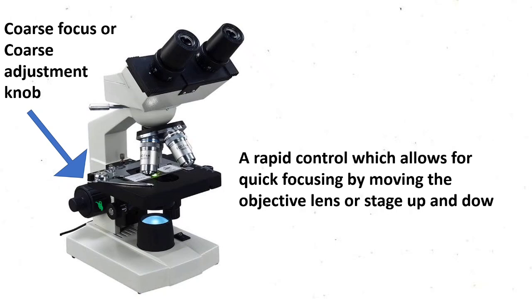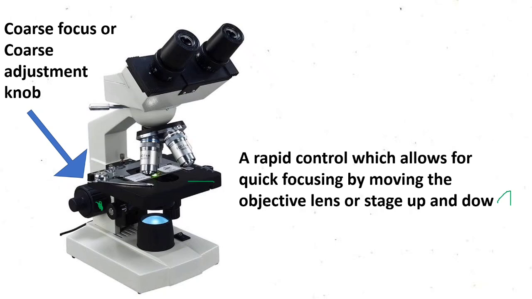Now it's a rapid control which allows for quick focusing by moving the objective lens or stage up and down. So now the work of this is just to help move this stage. This is the stage, to move it up and down, just to make sure that the objective lens has a good focus of the object you want to view. I hope you understand that now.